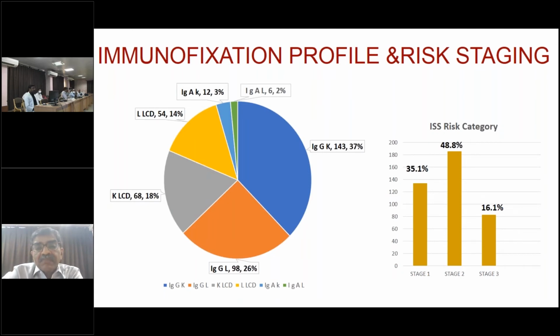We once risk stratified these patients into low, intermediate, and high on the basis of albumin and beta-2 microglobulin, but now with the incorporation of cytogenetics, we are better able to risk stratify these patients and initiate anti-myeloma therapy. One could see here, intermediate stage patients are the most common risk category that we encounter in our department.